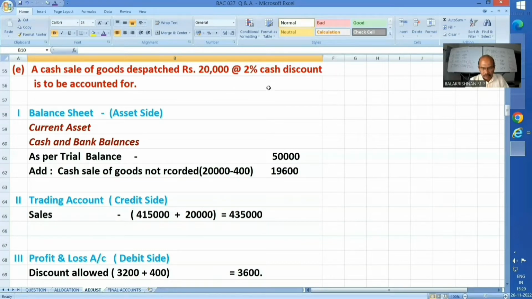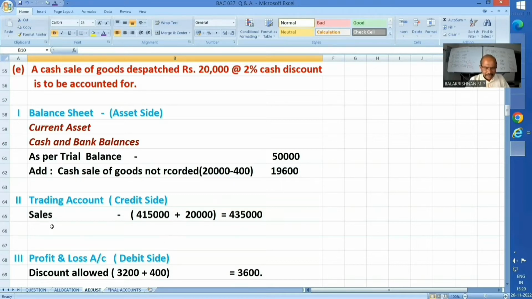Net of cash discount, we have received 19,600 because 2% is 400. 20,000 minus 400, 19,600 physical cash received. Okay, or money came to bank, whatever it is, that should be added. I am not finalizing it here because one more entry comes.